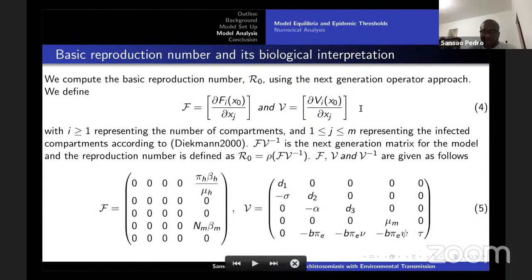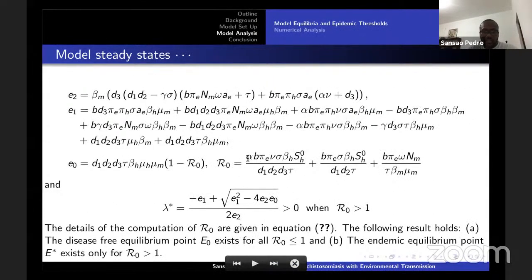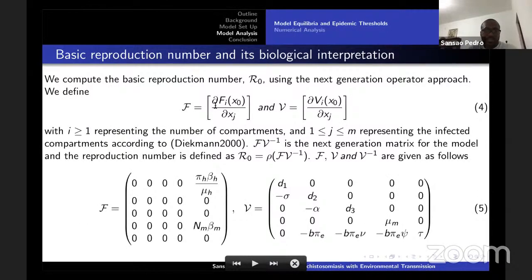Now we have obtained the expression for the basic reproductive number, but we also proceed on deriving the same expression using a general method known as the next generation method, which employs the next generation operator approach. In this method, which is a general method for any system, you are also able to get the basic reproductive number.